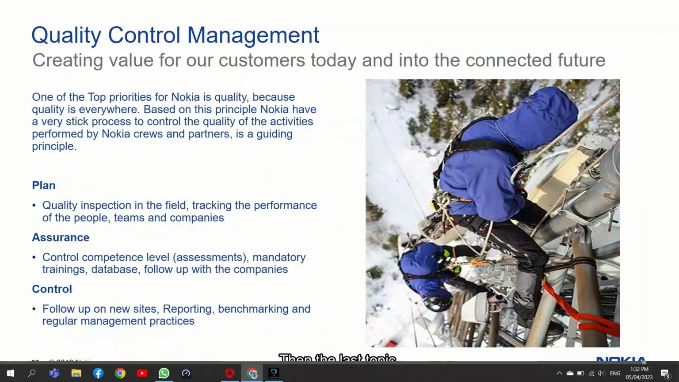Then the last topic, and maybe the most important topic, is quality. We need to make sure that when we pick the site, we follow these principles based on the Nokia quality processes. In plan: quality inspections in the field, tracking the performance of the people, teams, and companies. Assurance: control competence level, assessments, mandatory trainings, database, follow-up with the companies. Then, control: follow up on new sites, reporting, benchmarking, and regular management practices.